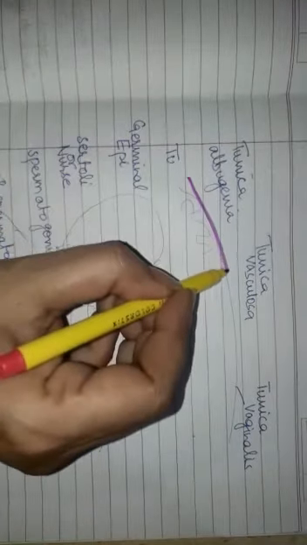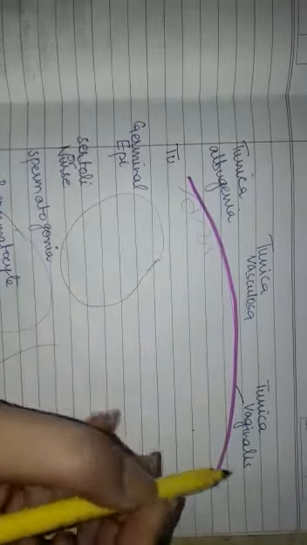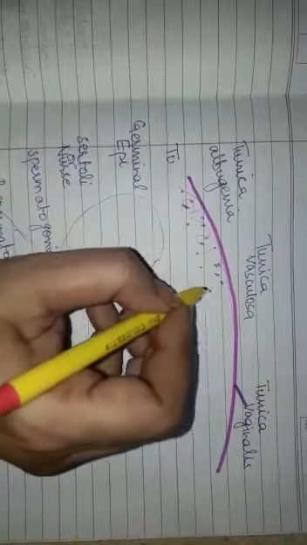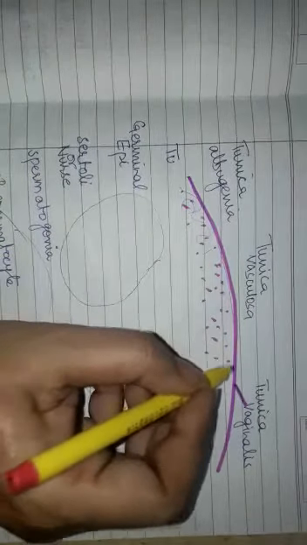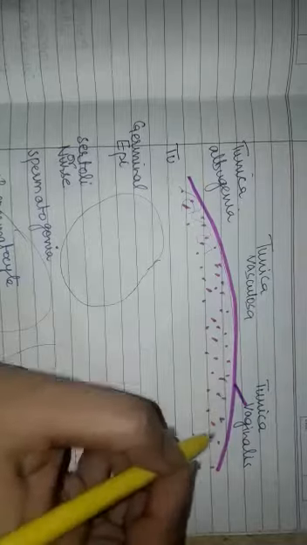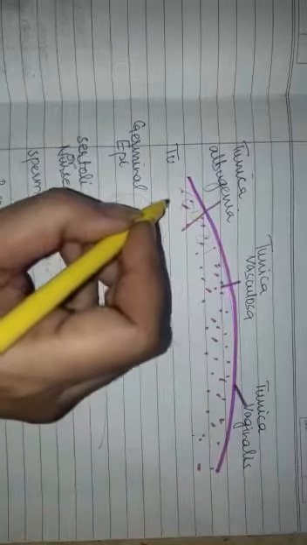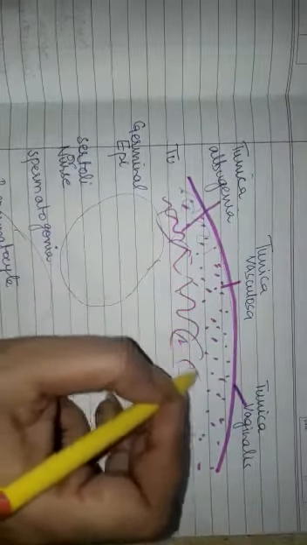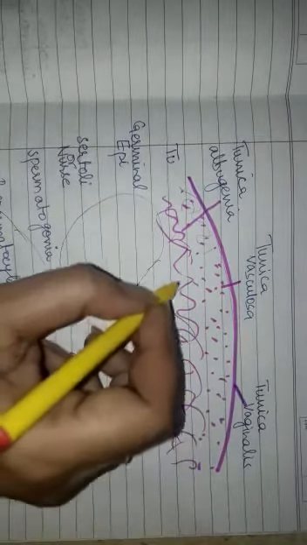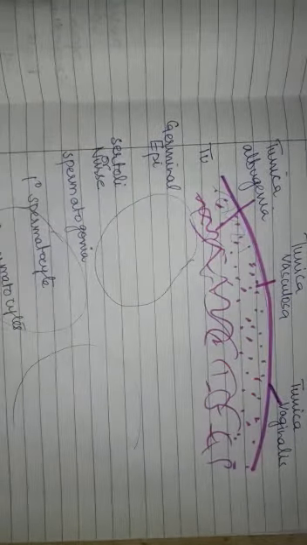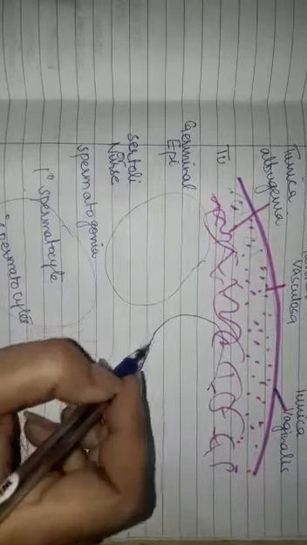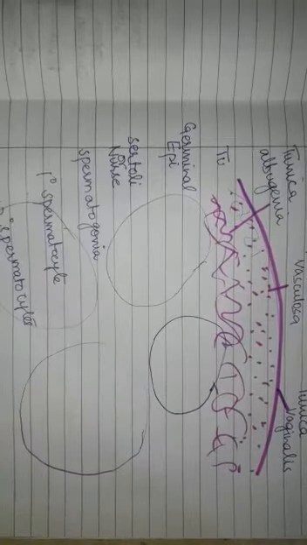The first surrounding layer of the testis was tunica vaginalis. The middle layer is the tunica vasculosa, and the innermost layer is the tunica albuginea. This ingrowth of tunica albuginea has divided the testis into various seminiferous लोब्यूल्स, और लोब्यूल्स के अंदर से सेमिनिफेरस ट्यूब्यूल.